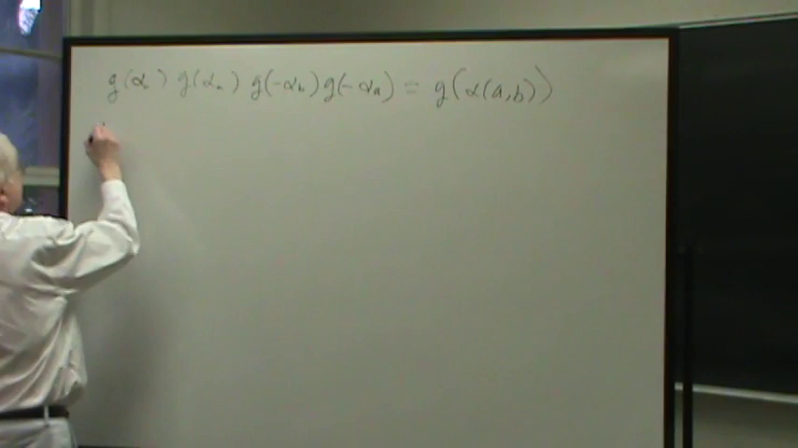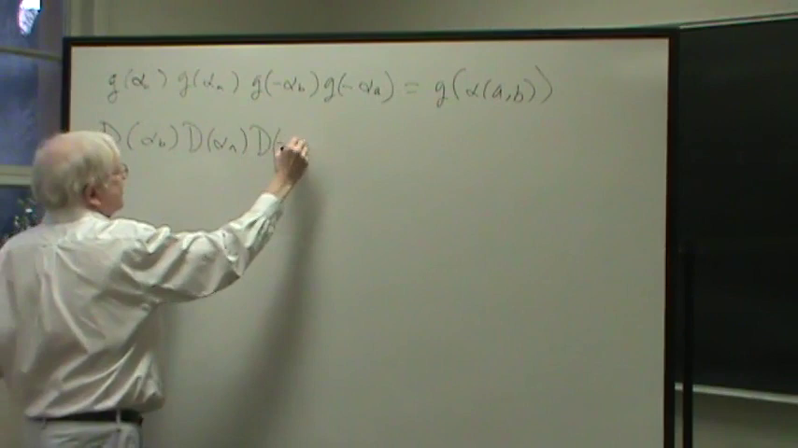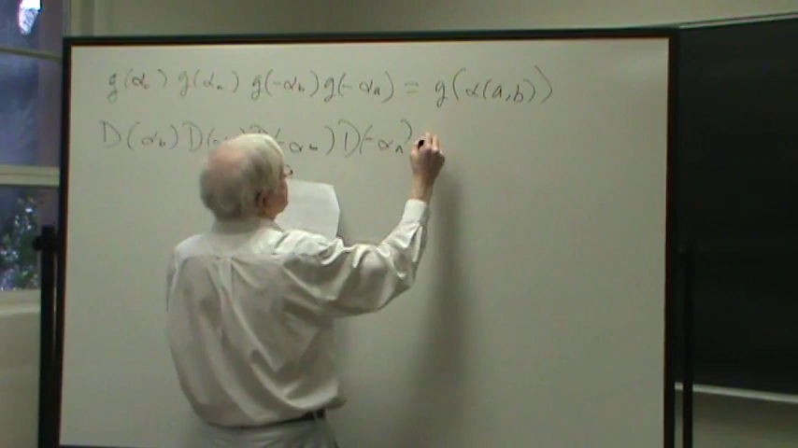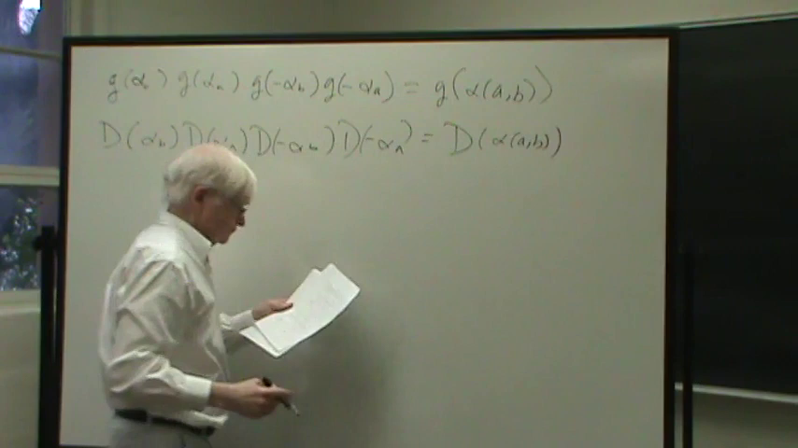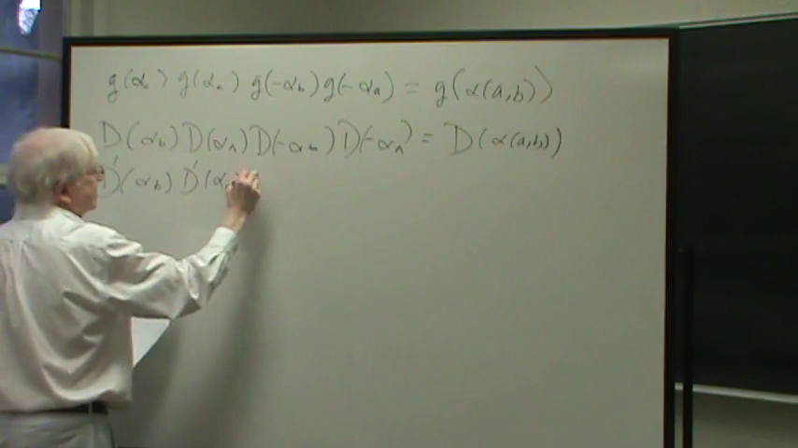If you then have representations, what would you be saying? You'd be saying that D of alpha b, D of alpha a, D of minus alpha b, D of minus alpha a is some D of alpha AB. And now if you have some other representation, you'd have D prime of alpha b, the same thing as this, just primes. So these are two different representations.